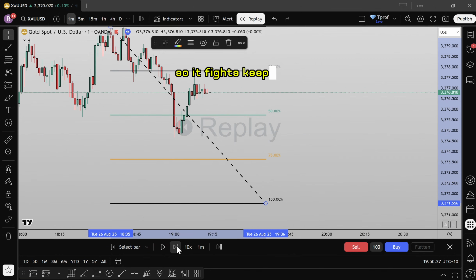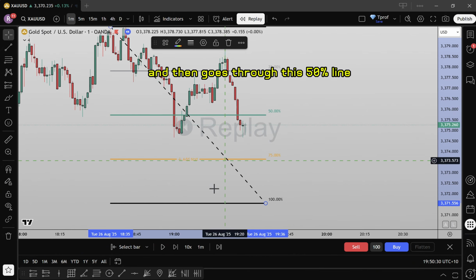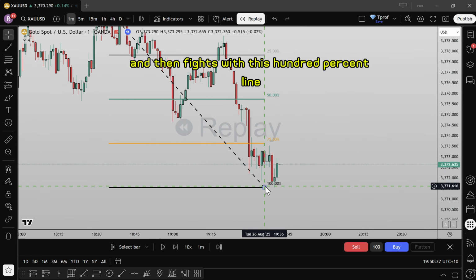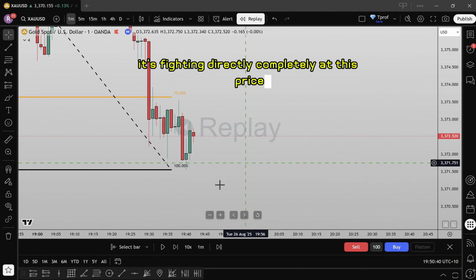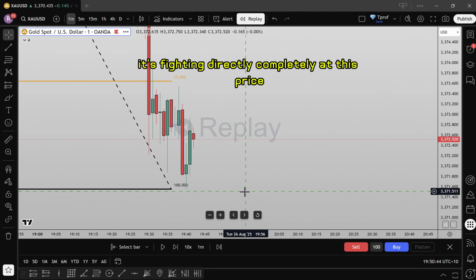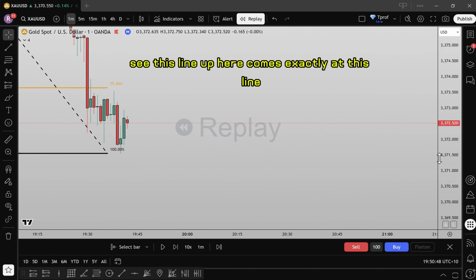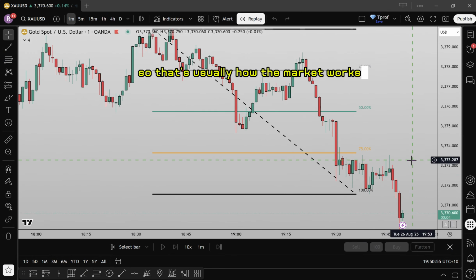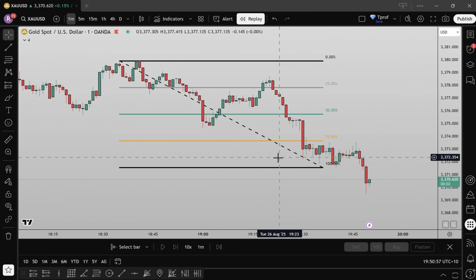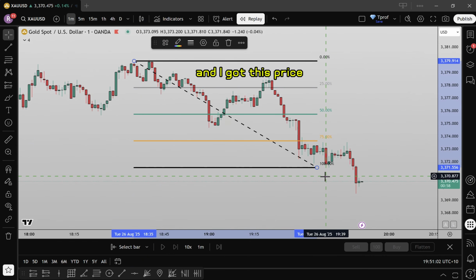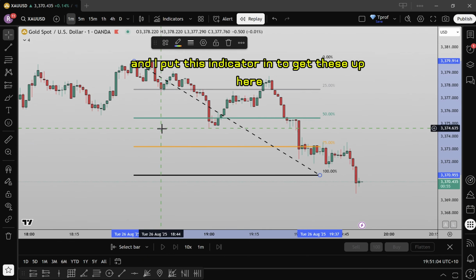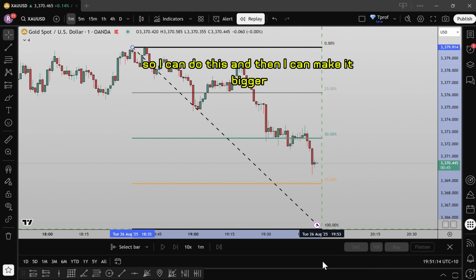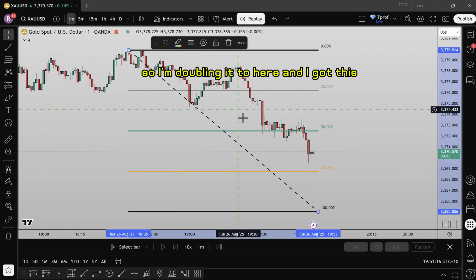There's a half line. So it keeps fighting, and then goes through this 50% line, and then through this 75% line, and then fights with this 100% line. As you can see, it's fighting directly, completely at this price. This line up here comes exactly at this line. How did I get it? From this resistance up here, the support. So that's usually how the market works. That's the price. When I got this price and put this indicator in to get these up here, I can keep doubling it as I go. So I can do this and then I can make it bigger. So I'm doubling it to here and I got this.